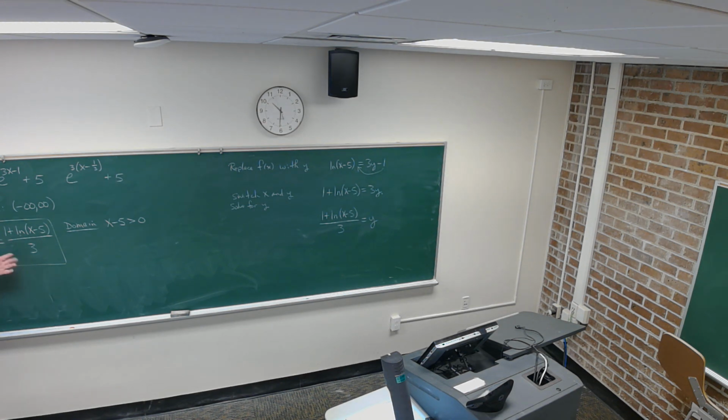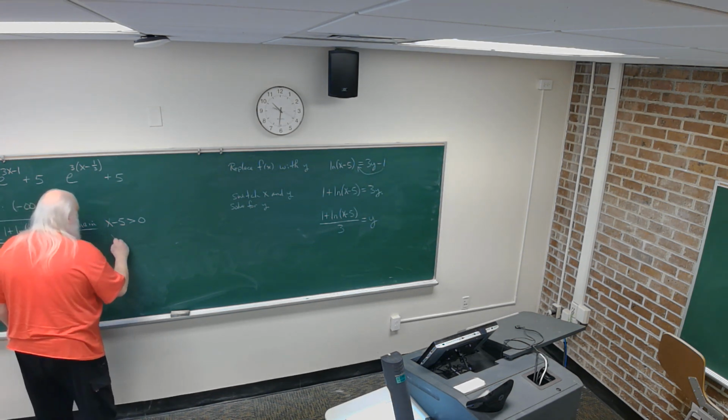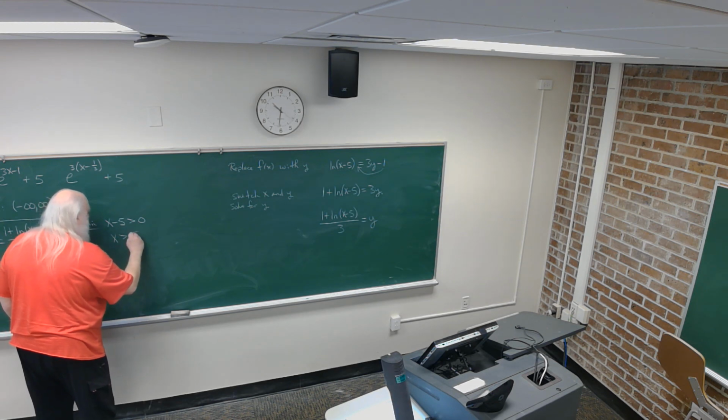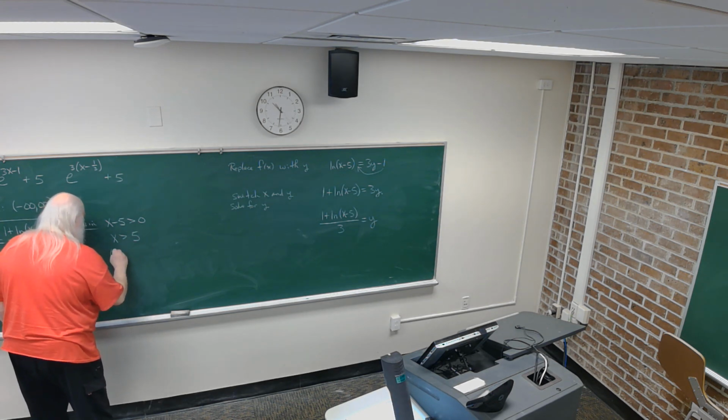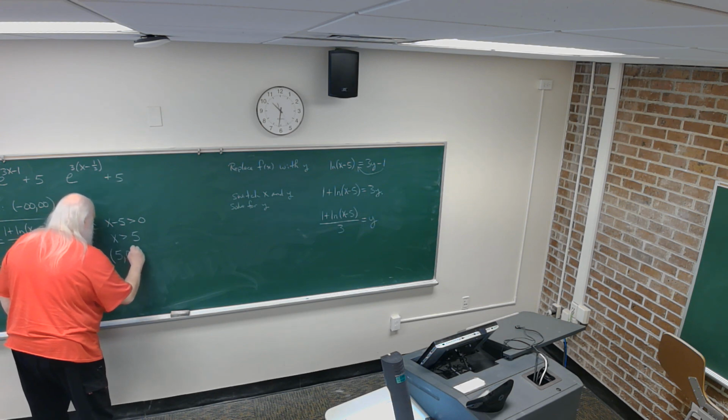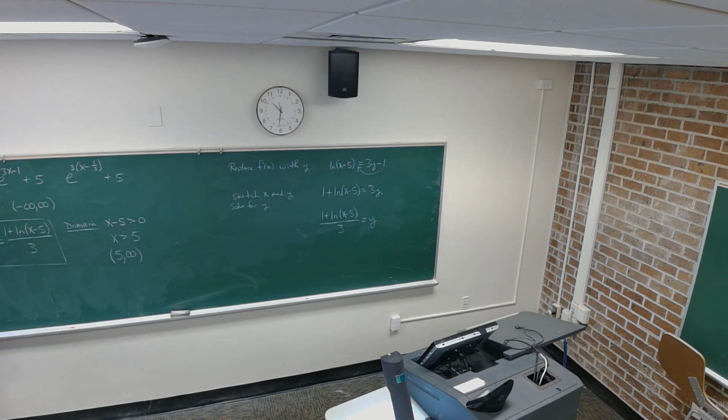The 1 and the 3 are irrelevant. The only thing that's relevant in this function and finding the domain is the natural log of x minus 5, because that's where the variable x is. And so to find the domain of a logarithmic function, you take the argument and you set it greater than 0. And so when we solve for x, we get x has to be greater than 5. And so in interval notation, the domain is 5 to infinity.